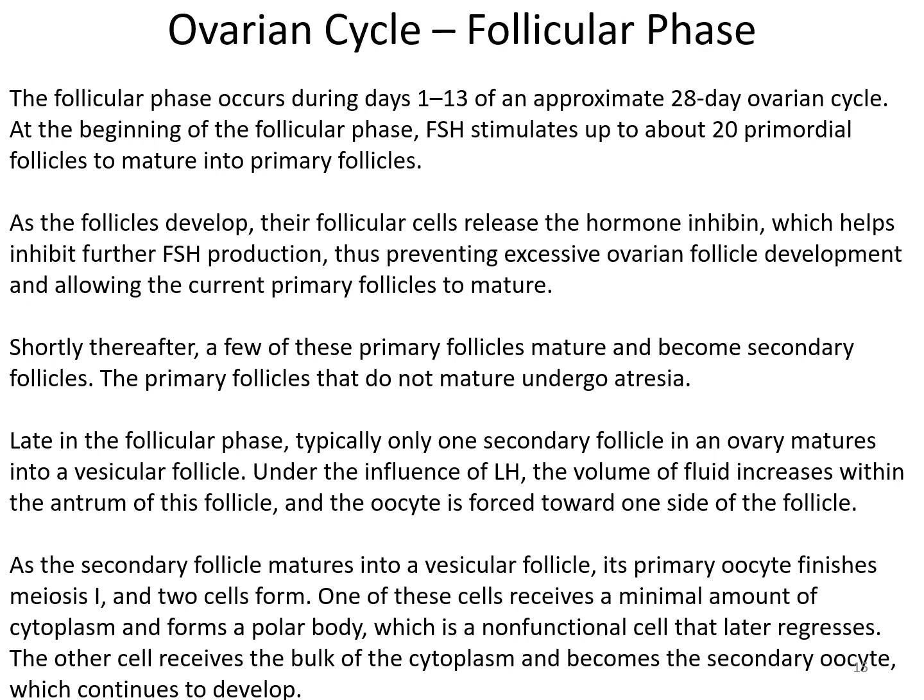Okay, so shortly after that, a few of those primary follicles are going to continue to mature into secondary follicles. The primary follicles that don't mature into secondary just undergo atresia. So you've got a handful of primordial follicles that become primary, and then a lot of the primary follicles end up undergoing atresia. They die off. Just a couple of those will continue on to become secondary follicles.